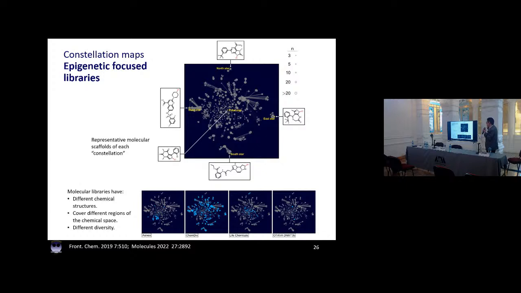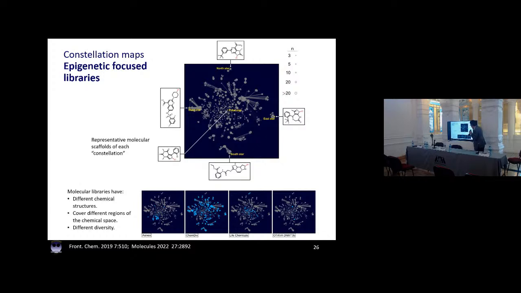So in addition, to keep characterizing and exploring the contents of this library, we also perform this visualization of chemical space using the technique called constellation maps. This is a type of clustering of the chemical structures. Maybe the most remarkable feature of these maps is that each point, each circle, represents not only one chemical structure, but a family of chemical structures, like a series of analogs.